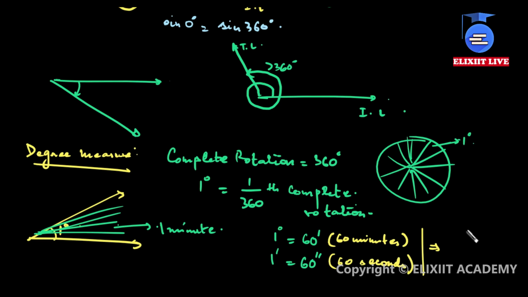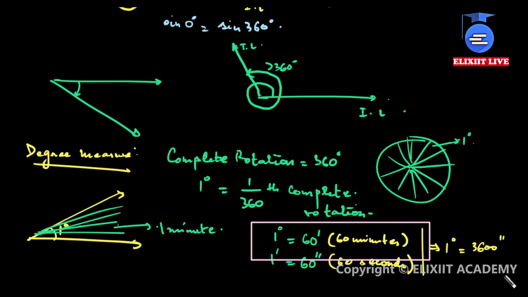So gradually I can say that in terms of degrees and seconds, 1 degree will be 3600 seconds. If 1 degree is 60 minutes and 1 minute is 60 seconds, then 1 degree will be 60 times 60, that is 3600 seconds. These are very basic definitions and relations you need to know. This particular part is important.